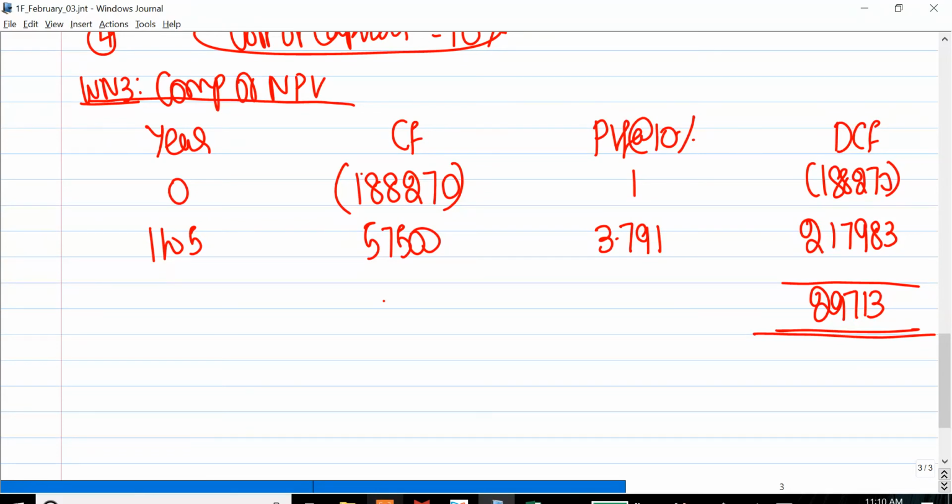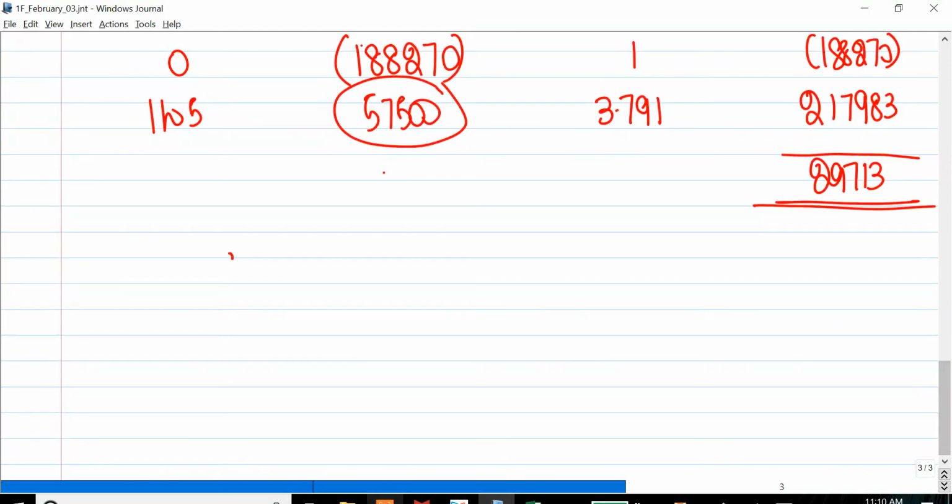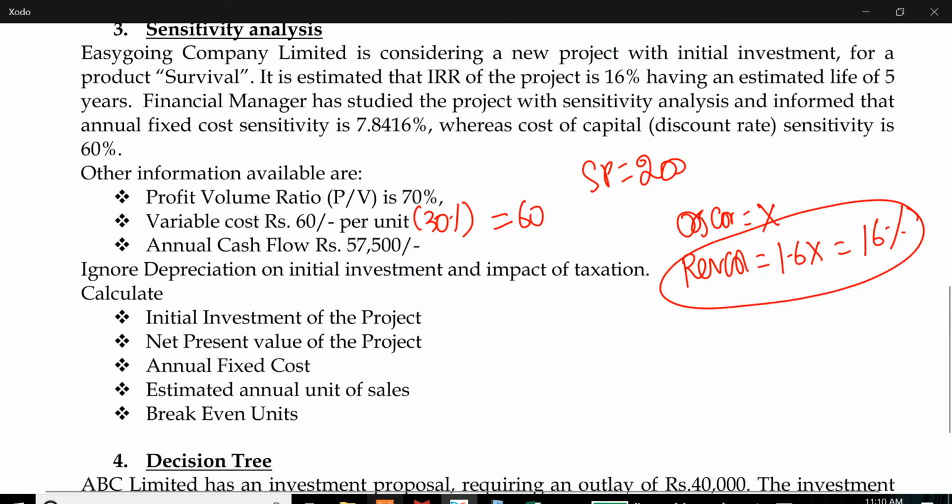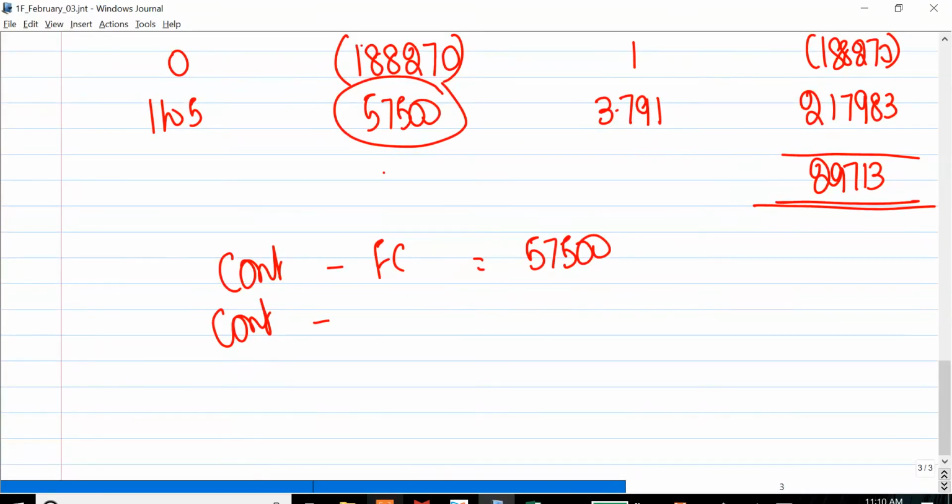Listen for some time. I'm going to find some number in place of this which is going to generate a 0 NPV. As of now, contribution minus fixed cost is 57,500. Then contribution minus, what is the sensitivity percentage? 107.8416 percentage of fixed cost is equal to one number.